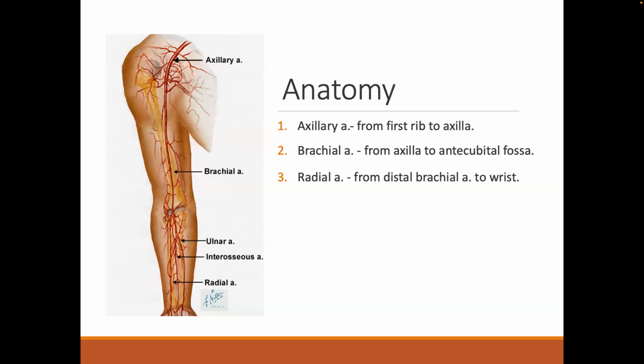So the radial starts at the distal brachial where it bifurcates. It's going to travel on the lateral side of the forearm, which is the thumb side. It gives off a branch to form the superficial palmar arch. And it ends in the deep palmar arch by joining with the deep branch of the ulnar artery.